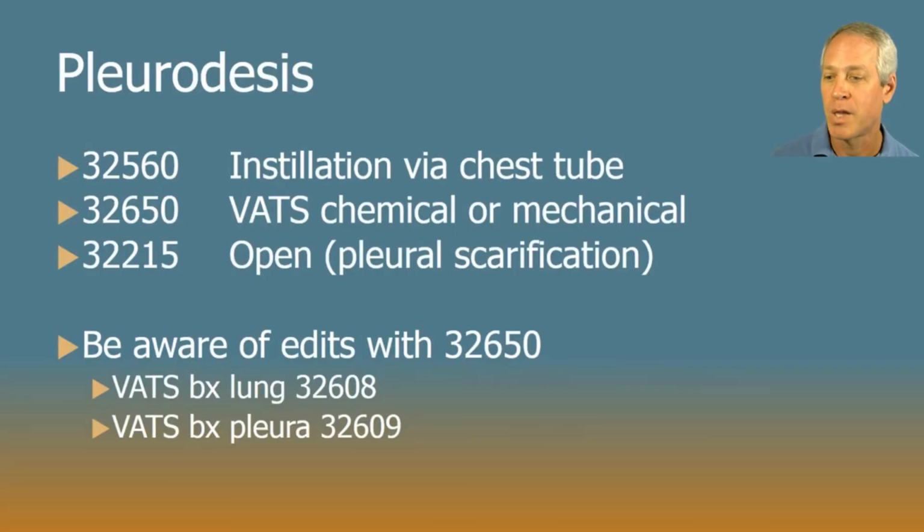So to code pleurodesis, it's fairly straightforward. From least to most aggressive or invasive, 32560 is for instillation through a chest tube. That's like the tetracycline or talc slurry. I'll just mix it up with saline and shoot it in a chest tube.